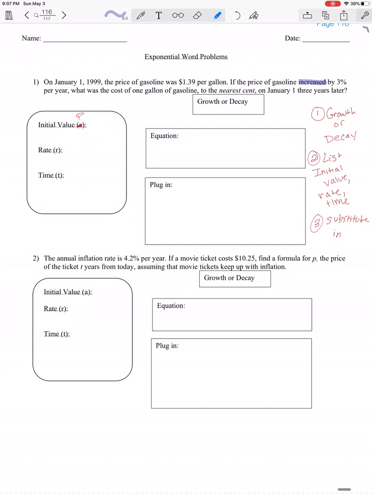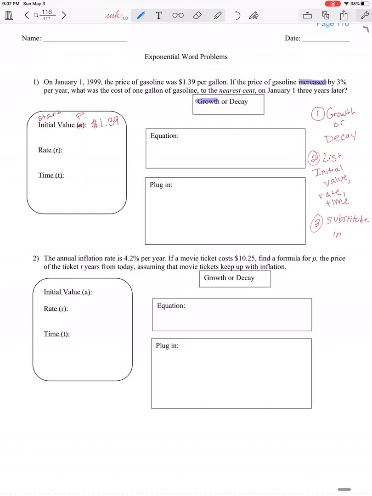If we look at our cheat sheet, you'll see that increased means to grow. So we know it's growth. That's why I highlighted growth. So now what we need to do is fill out the initial value, the rate, and the time. On January 1st, 1999, the price of gasoline was $1.39 per gallon. Initial means start. So the price of gasoline in this equation started at $1.39.